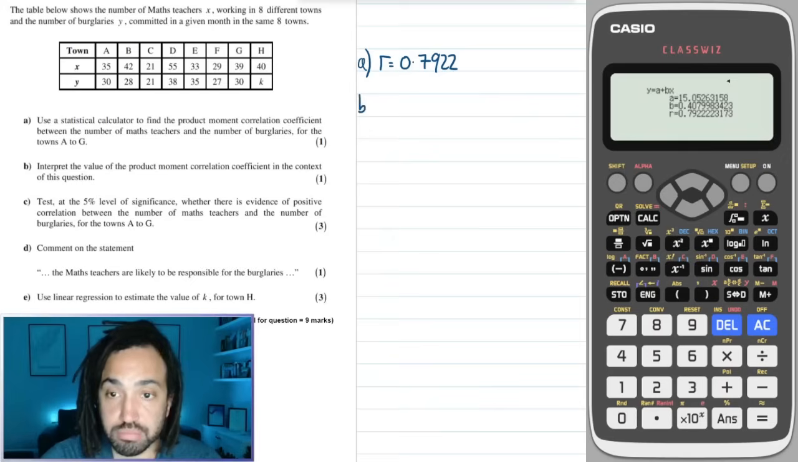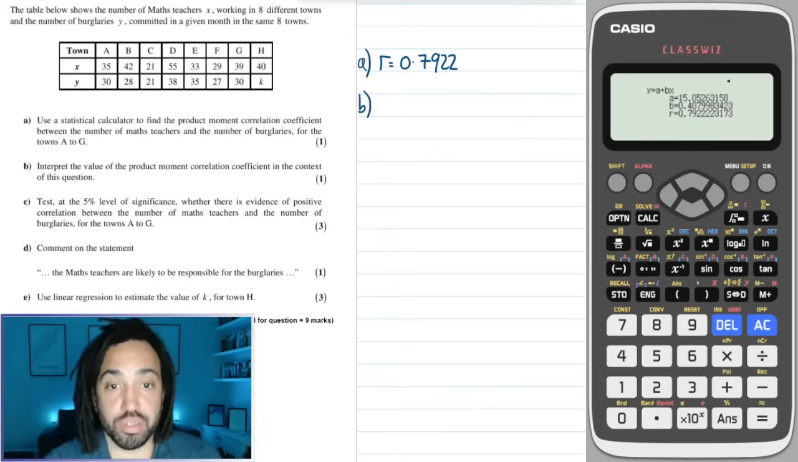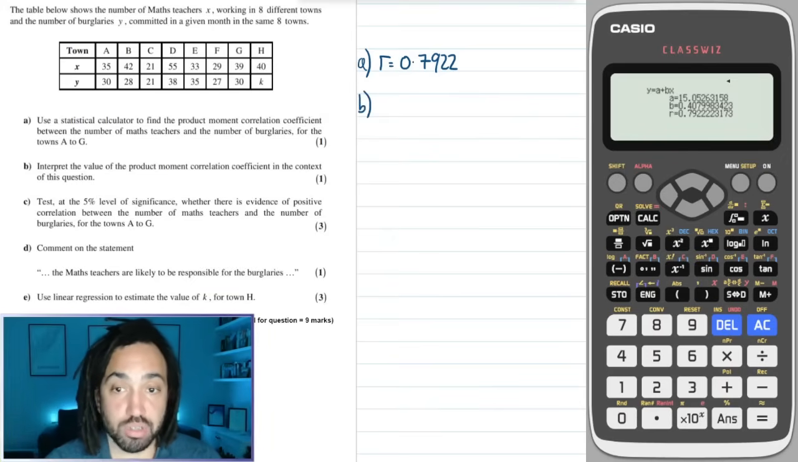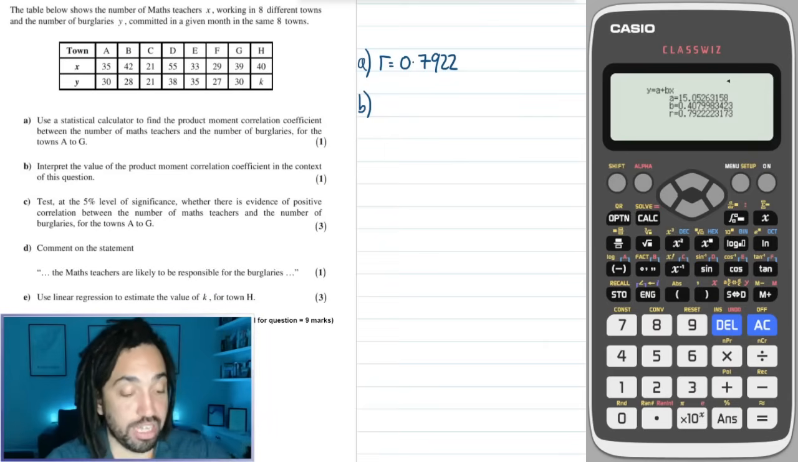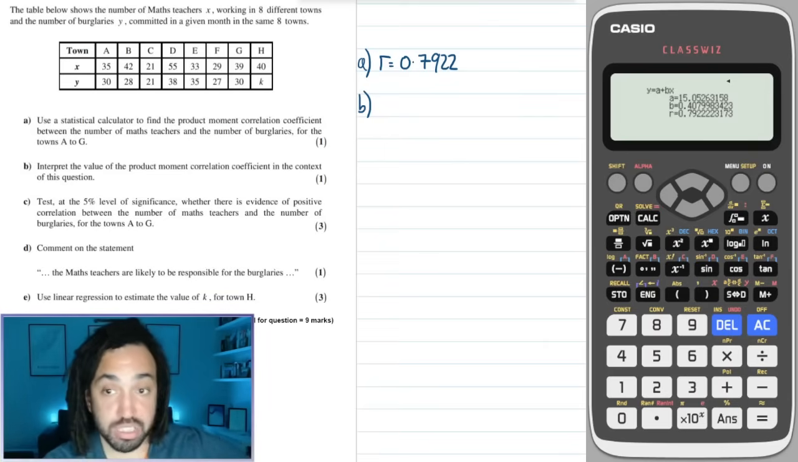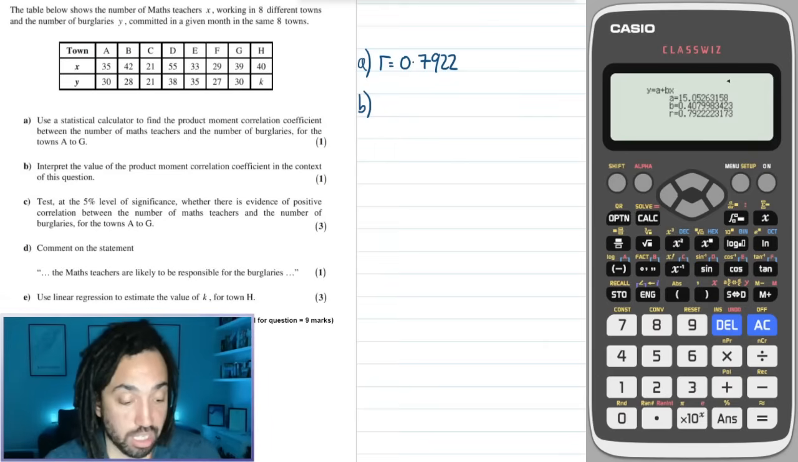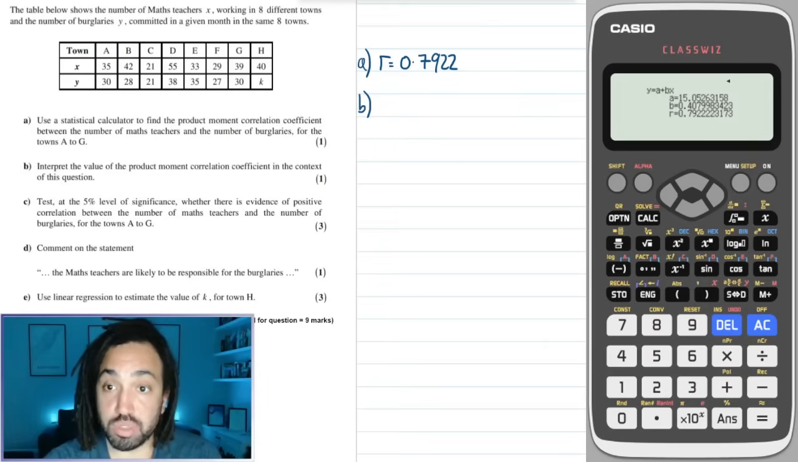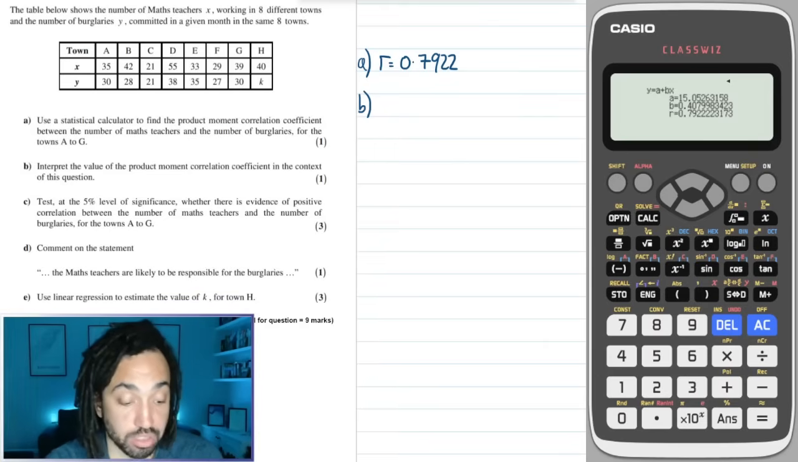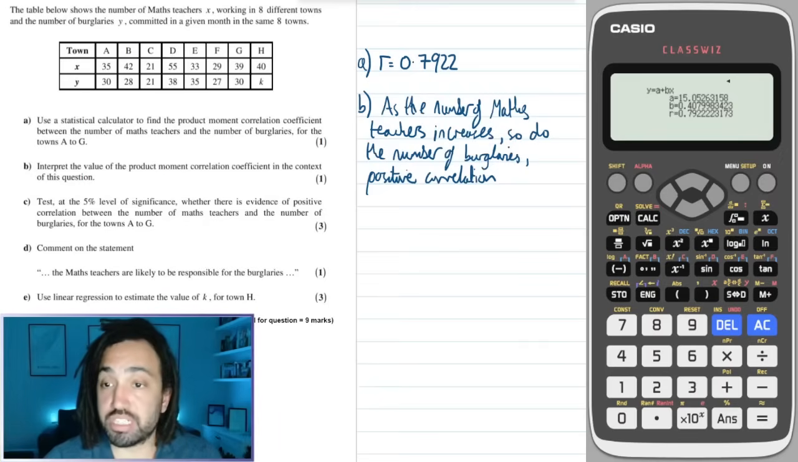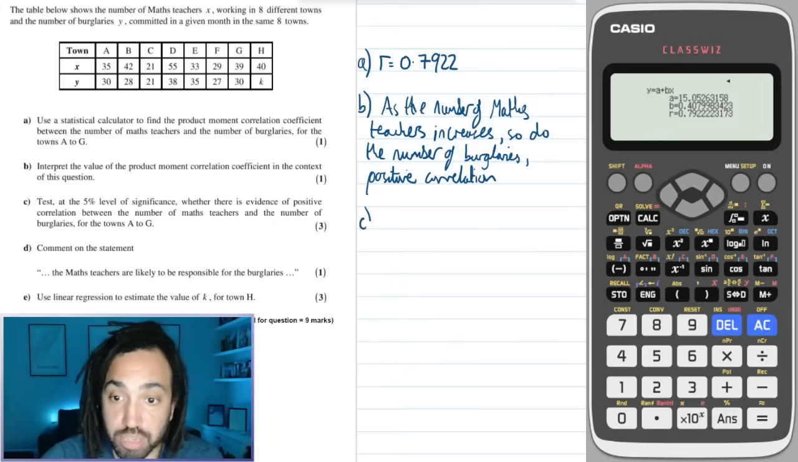Okay, great. Hence, interpret the value of the PMCC in the context of the question. And that would be that there is a correlation because that number is close to 1. It's a positive correlation as well because it's close to 1 as opposed to -1. There we go. So I said, as the number of maths teachers increases, so do the number of burglaries. It's a positive correlation.